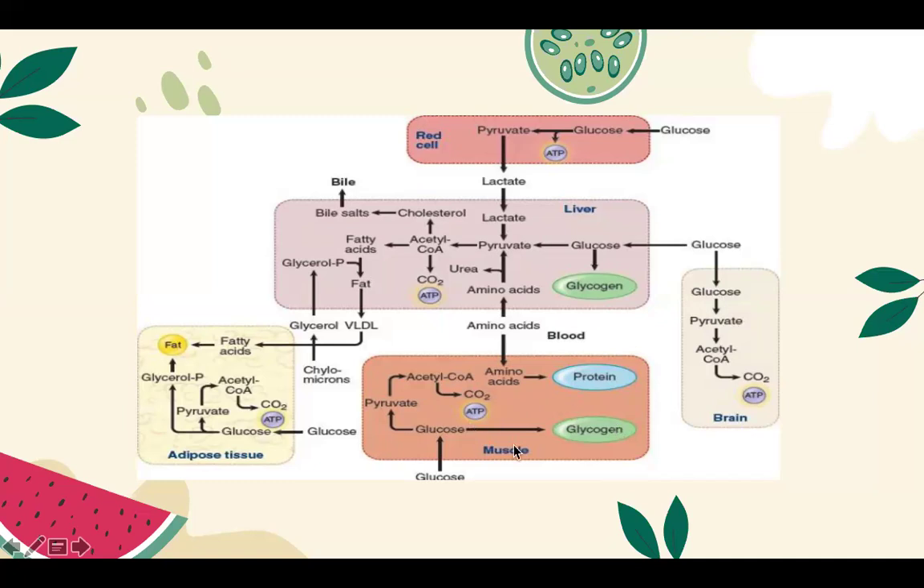Now we have glycogen synthesis in muscles. We have glycogen synthesis in the liver, fat synthesis in the liver, adipose tissue. And this is all you basically have to know.